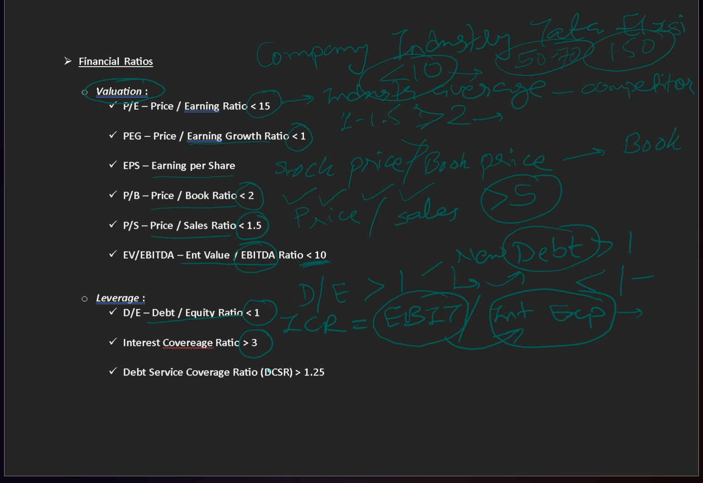Next is the debt service coverage ratio. Again, this is EBIT divided by the total debt it has to service. In this, if the company is efficient, it is able to generate enough profitability to pay back its total debt for the year, and this should be greater than 1.25.